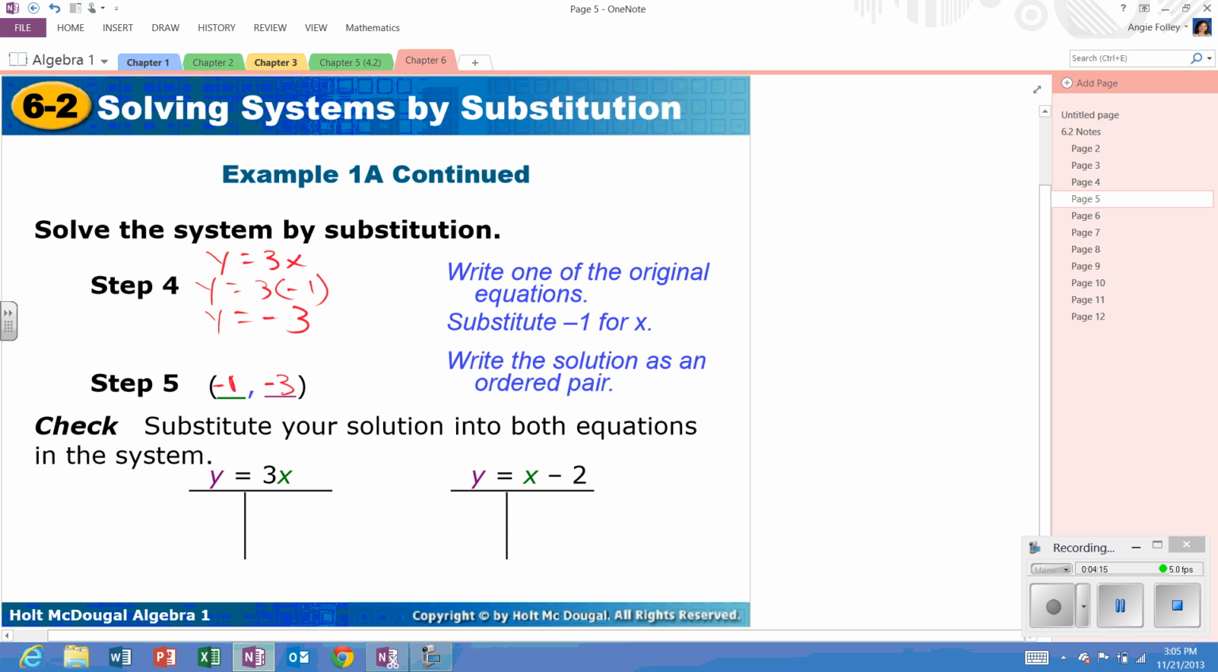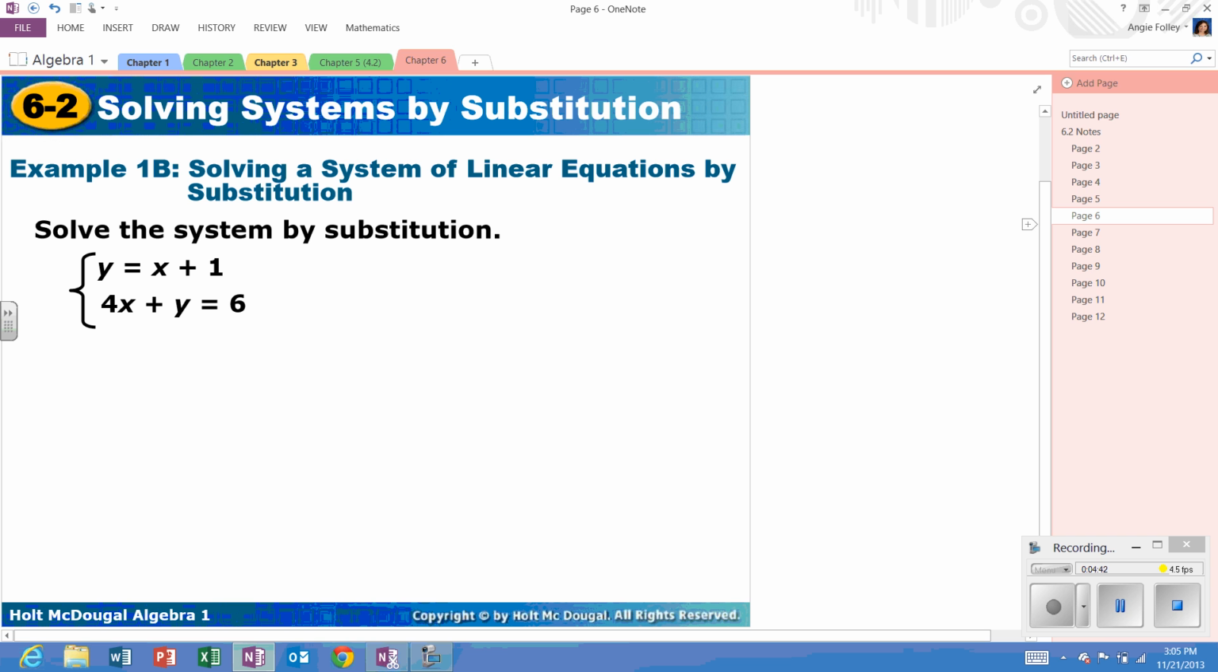Now we can check by plugging these values into the equations. So I'm going to plug negative 3 in for y and negative 1 into x. So negative 3, we're good. On this side, I'm going to do the same thing. Negative 3, negative 1. Negative 1 minus 2 is negative 3, so we're good. So that solution is fine.